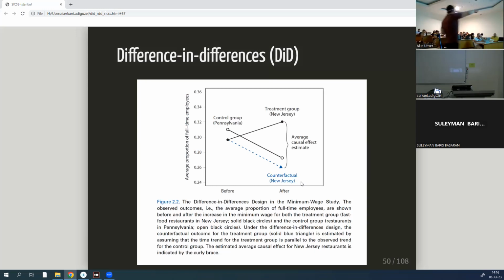The problem is, of course, there is no direct test of the parallel trends assumption, right? We don't know whether New Jersey would follow a parallel trend. There's a way to test it, and I'll show you how to do it, but with 4 data points you cannot. In this figure, you cannot simply claim New Jersey would follow a parallel trend. What you need is more pre-trend data. You need to go back in time, right?